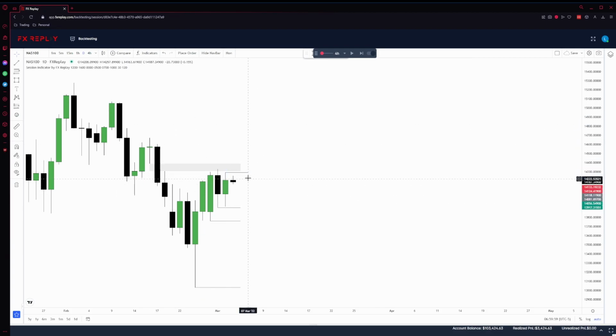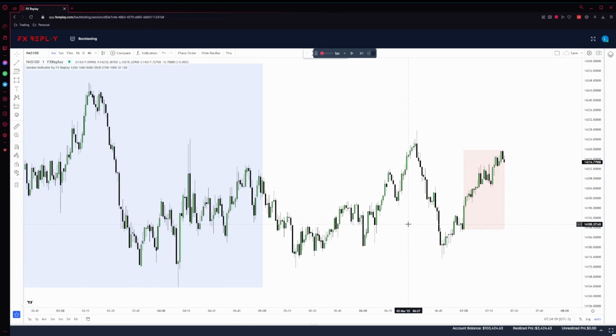If we actually break this high and don't show displacement to the downside, I will not be looking for shorts, and I will be sitting on my hands for this day. All right, so this is the start of New York.